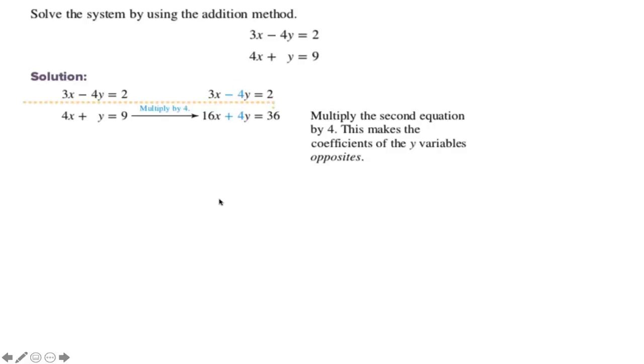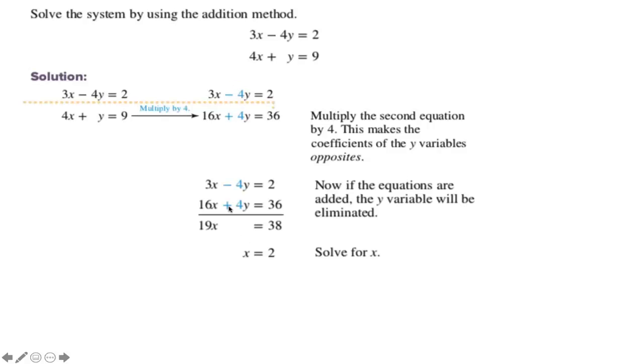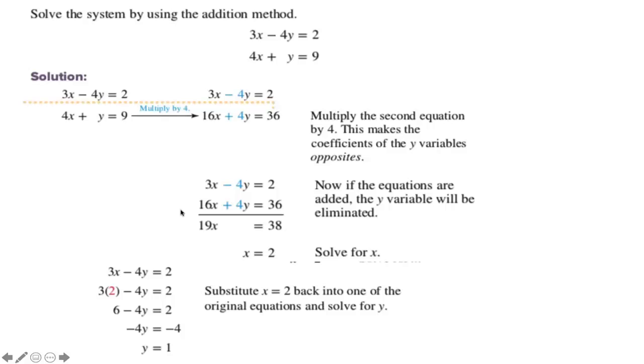The next thing is when we add the equations, we get 3 plus 16 is 19x. These will cancel, and this is 38. X is 2. Now that we have x is 2, we can go back into any of the equations, plug in x is 2 to find the y value, which is 1 in this case. And so this is the addition method: multiply by the appropriate constant so that the two equations have opposite coefficients, and then add the equations.